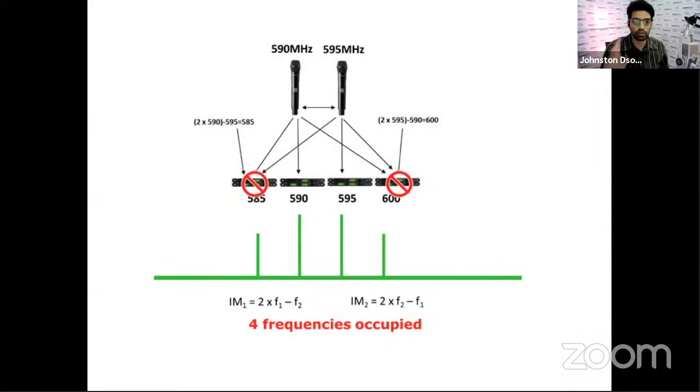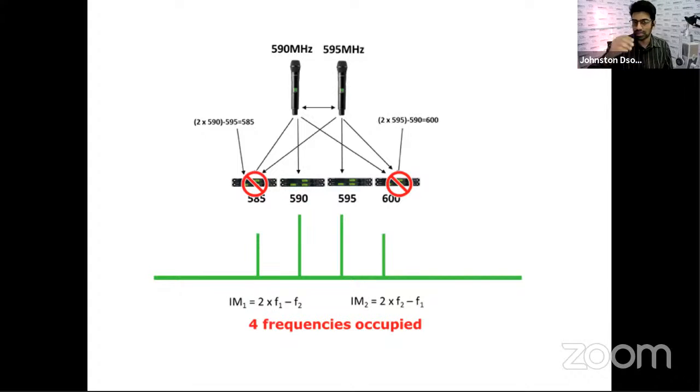There are two microphones which are tuned at 590 and 595. Now they are very far from each other. No problem, it's not going to affect it. But that means you cannot tune any other microphones or in-ear monitors at 600 megahertz and 585 megahertz. Why? Because the intermodulation frequencies are 600 megahertz and 585 megahertz. Now they've given the calculation there on the side.